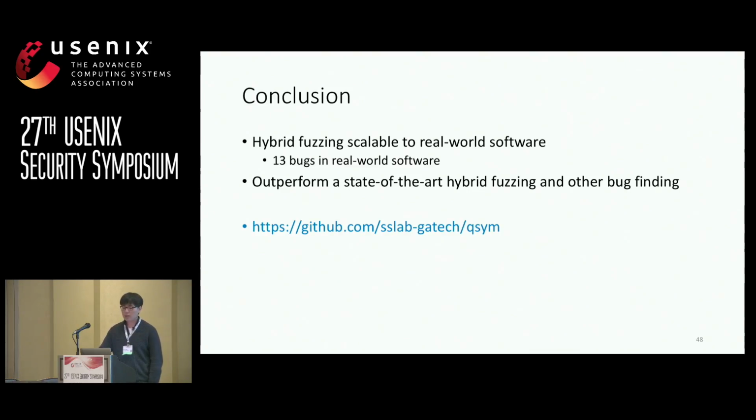Conclusion, I want to conclude this talk. QSYM is a hybrid fuzzer scalable to real-world software. We found 13 bugs in real-world software, and we outperform a state-of-the-art hybrid fuzzer and other bug finding techniques. We will open source our prototype, so please check this link. Thank you.